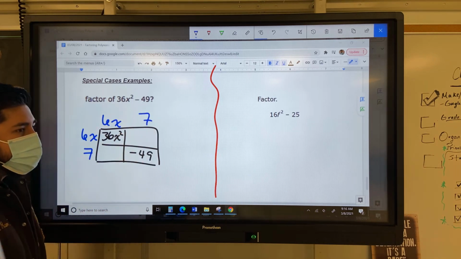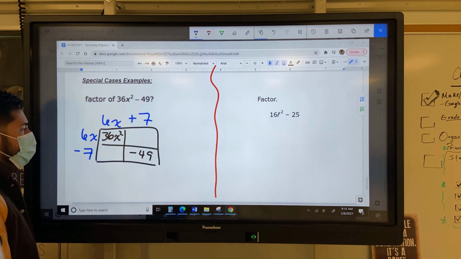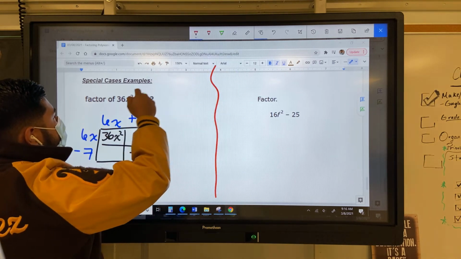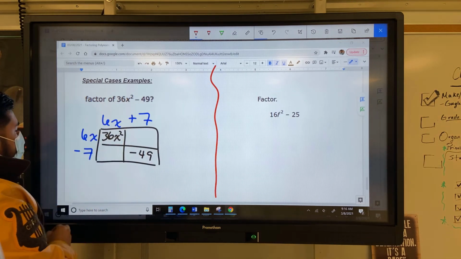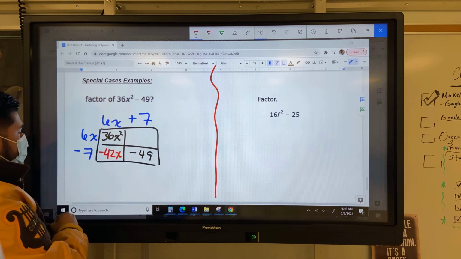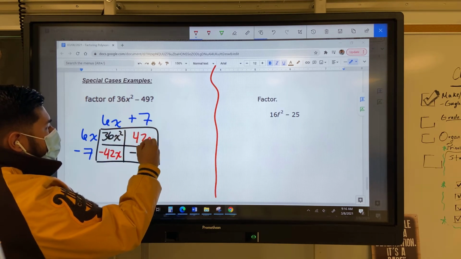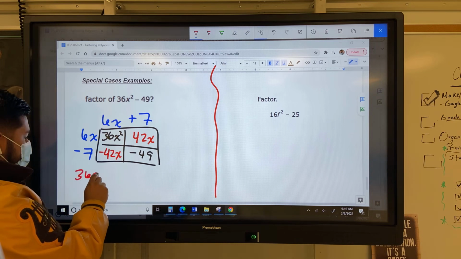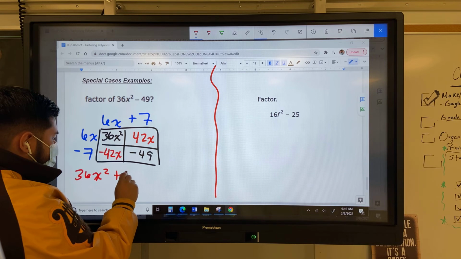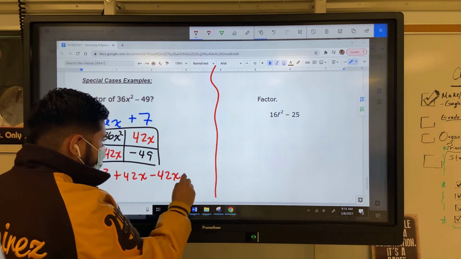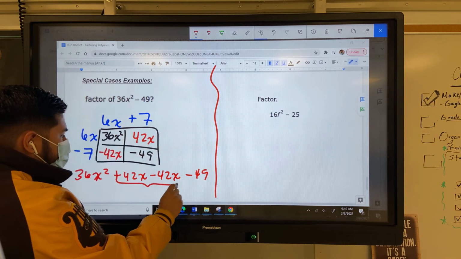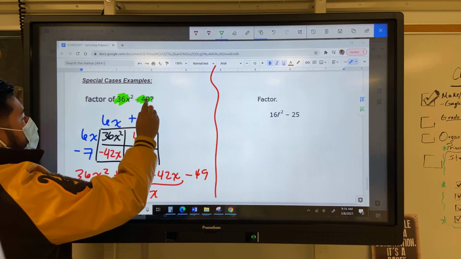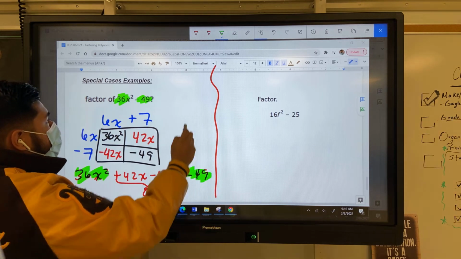But because it's a negative 7, you need to remember, let's make this positive, let's make this negative. And you'll see when we fill in these two other ones and we add them, it'll give you 0, which is that 0 in the middle. 6 times negative 7, that's negative 42x. 6 times positive 7, that's positive 42x. When we put it all together, 36x squared plus 42x minus 42x minus 49. We can see that these are partners, and that gives me 0x. And guess what? This matches this. So we did it correct.